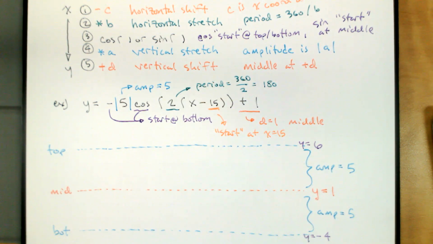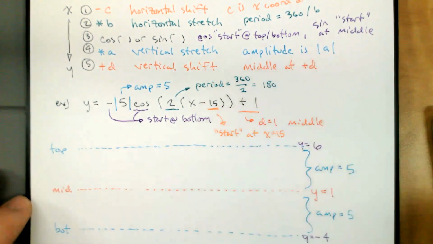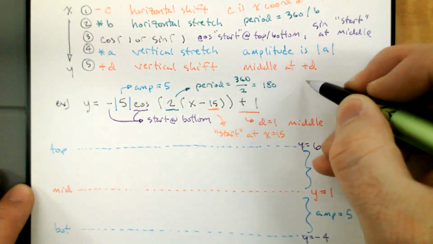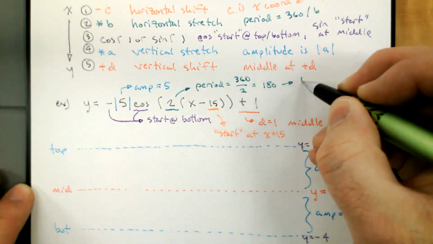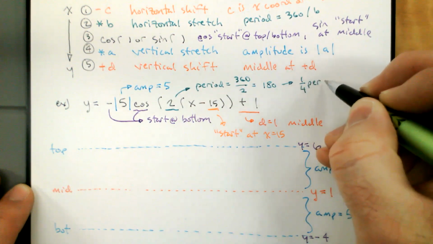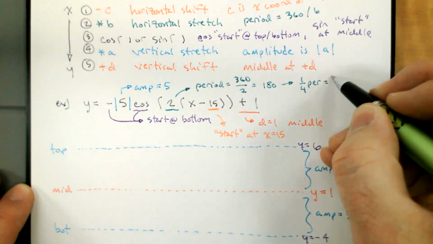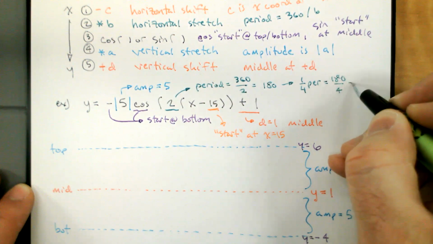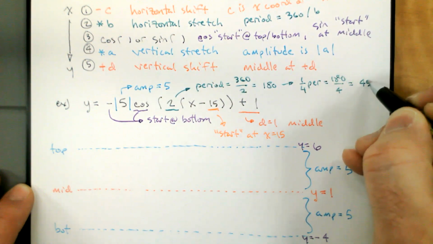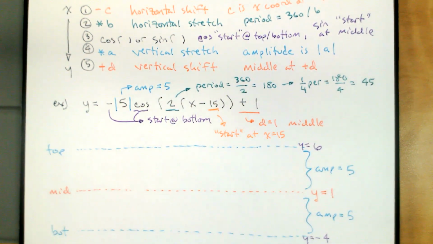But we have to figure out how to chop things up horizontally. And horizontally, everything's cut up at a quarter period. So once we figure out the period is 180, a quarter period is 180 divided by 4. So that's going to be 45. That's how we chop things up horizontally.